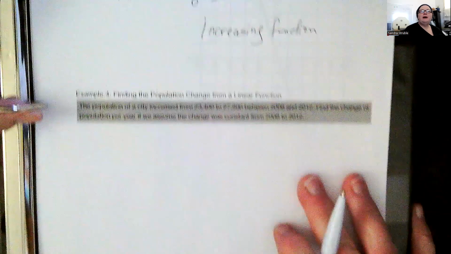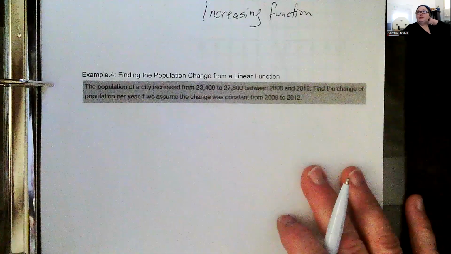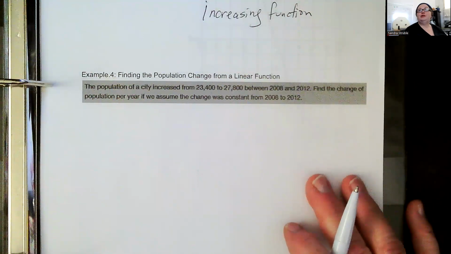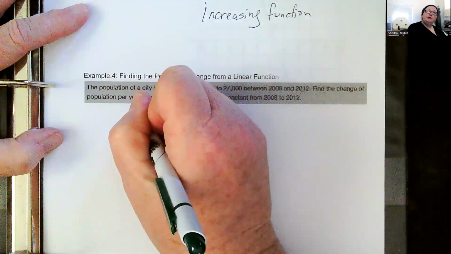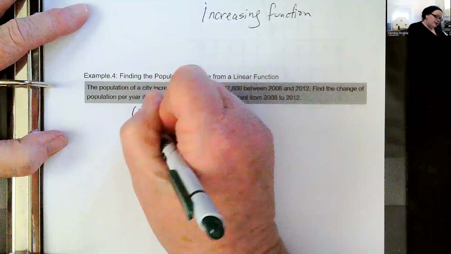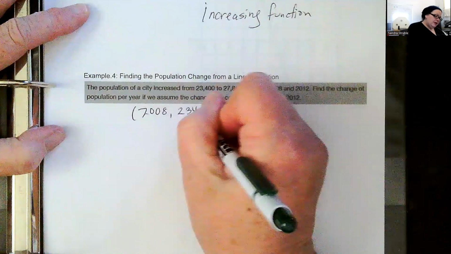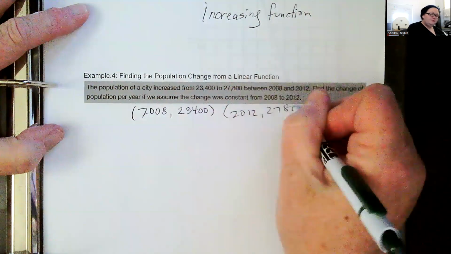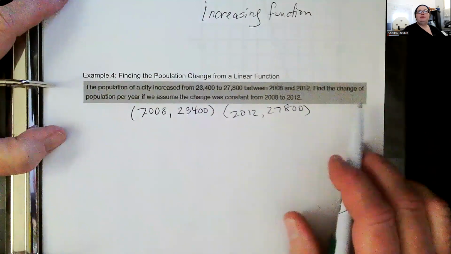Next victim. Population of a city increased from 23,400 to 27,800 between 2008 and 2012. Find the change of population per year if we assume that the change was constant from 2008 to 2012. So they're giving us 2 points here. And remember, time is always in your independent variable, in your X variable. So 2008 had 23,400 people, and then 2012 has 27,800 people. Cool. We can keep going from there. So they want us to find the change in the population per year.